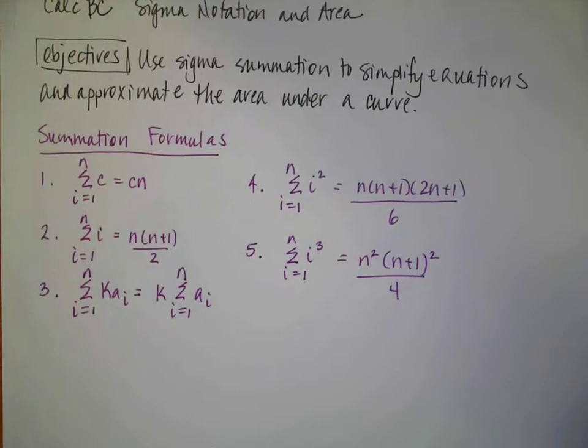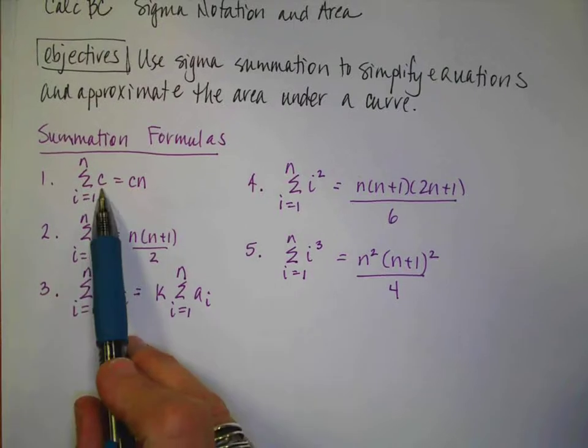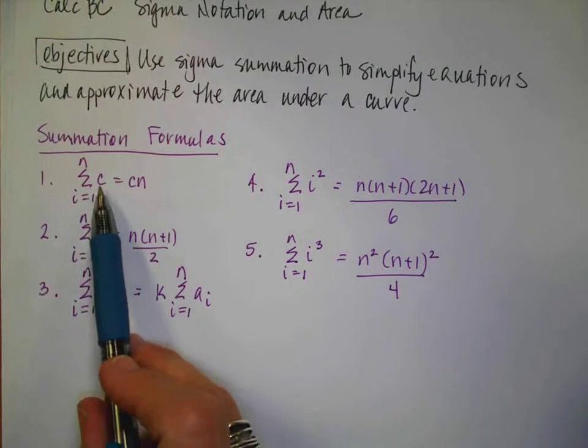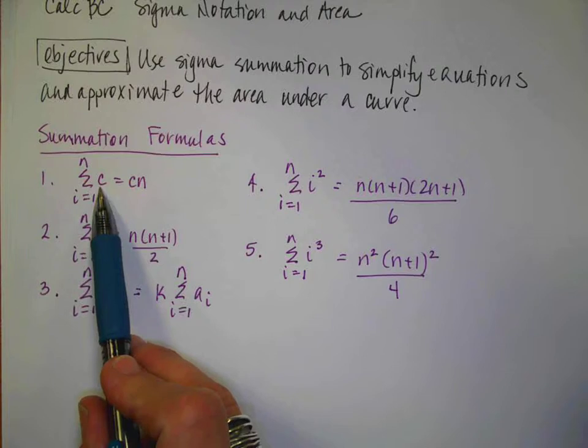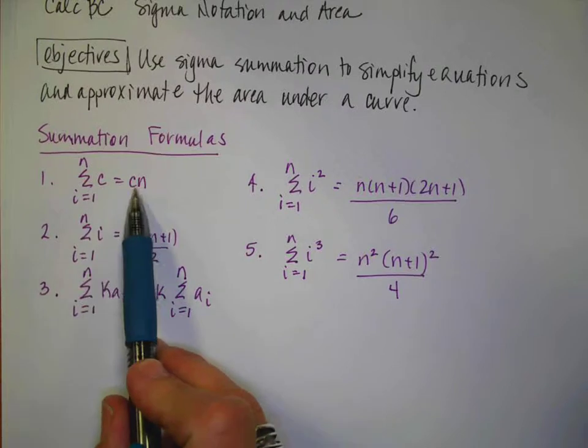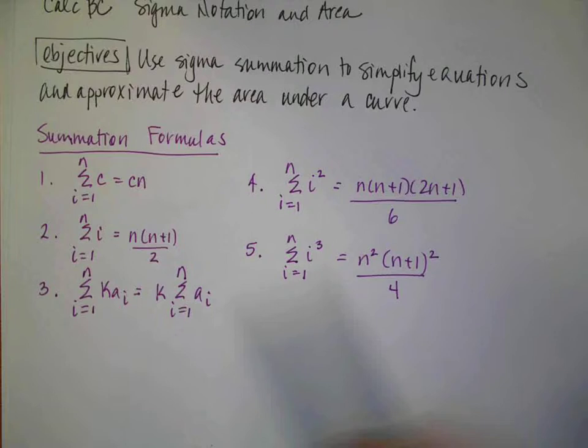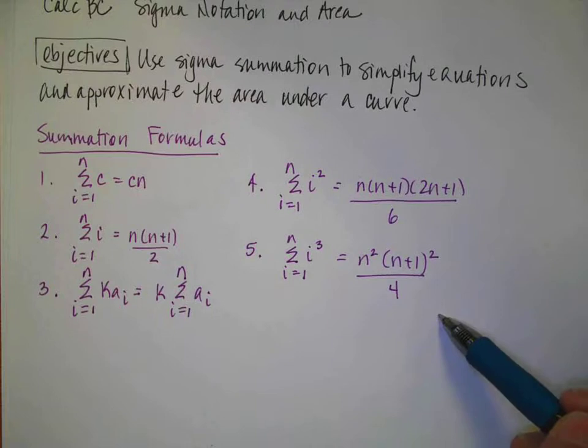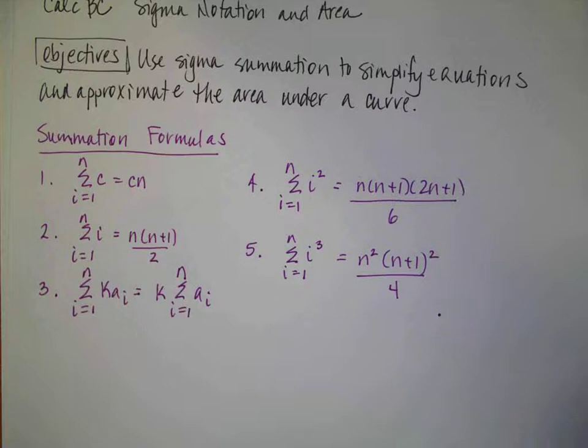So I've listed the summation formulas that we used last year when we were learning this process. So this is the precursor to integrals. So if I take the summation of C, then I get a Cn, all right? And here are just the formulas. So remember that these are something that you might need to memorize that you can use later.